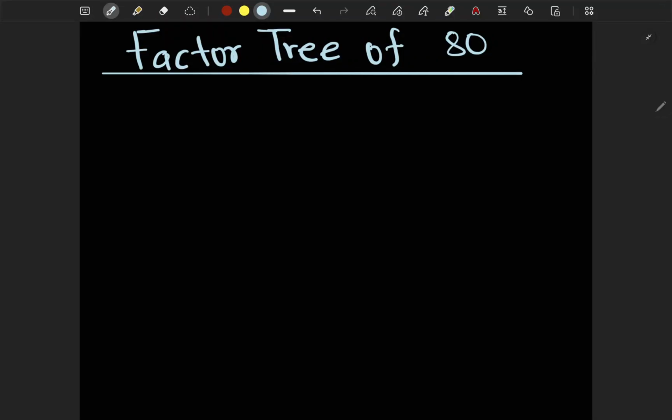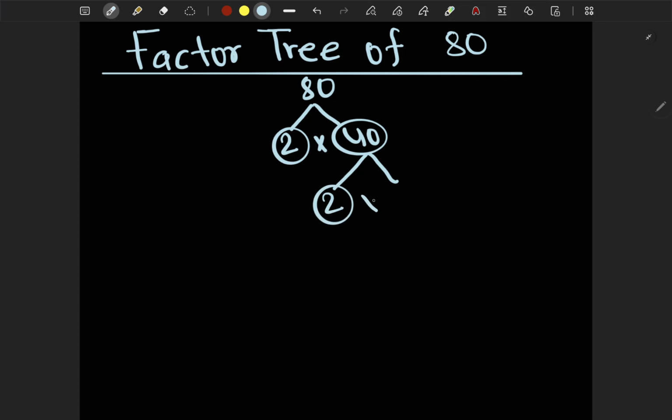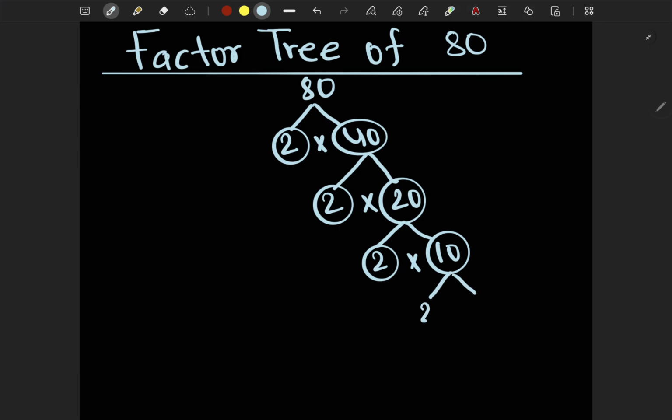Factor tree of 80. So 80 can be written as 2 times 40, it is 80. So again 40 can be written as 2 times 20, it is 40. So now 20 can be written as 2 times 10, it is 20. And 10 means it is 2 times 5, it is 10.